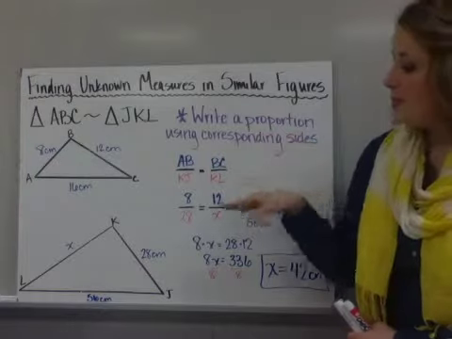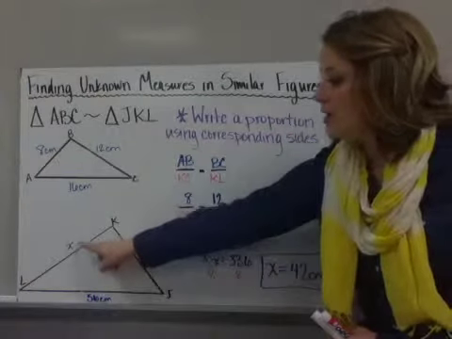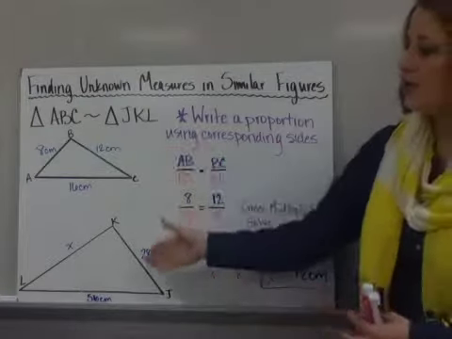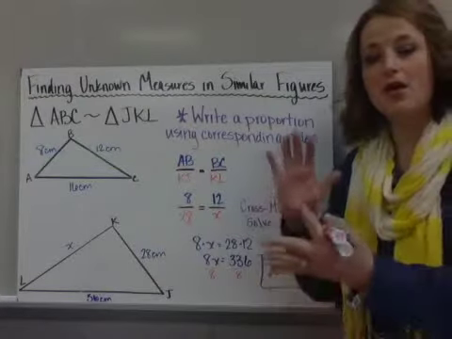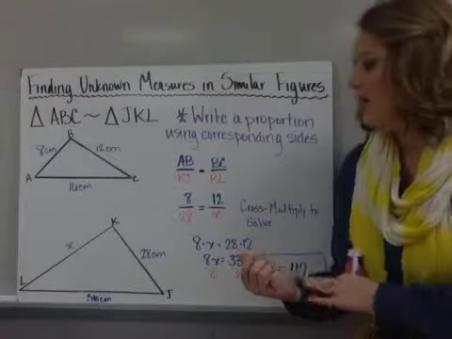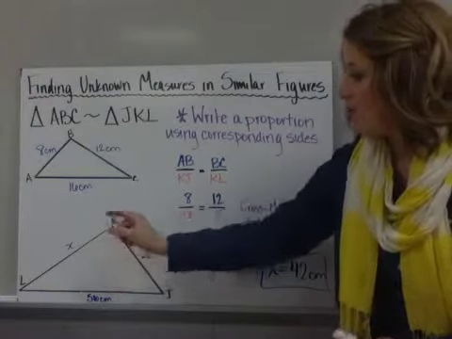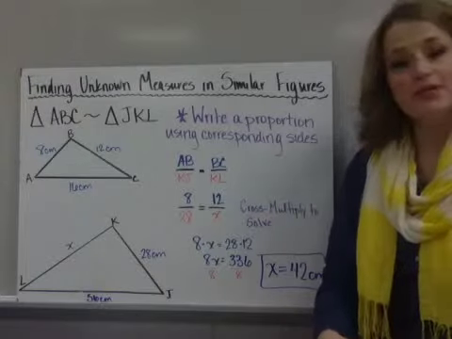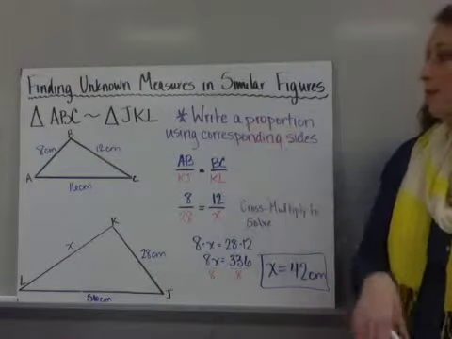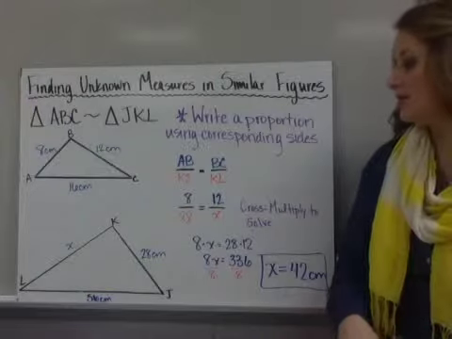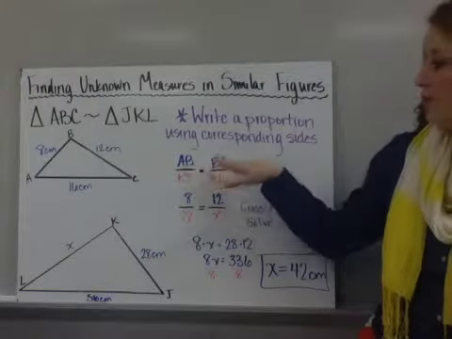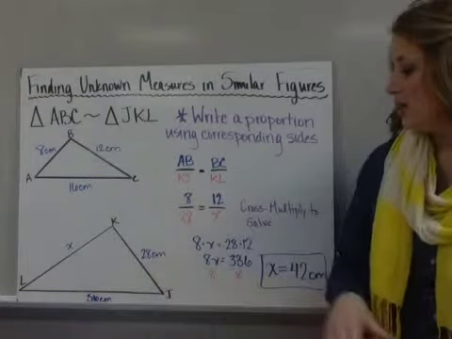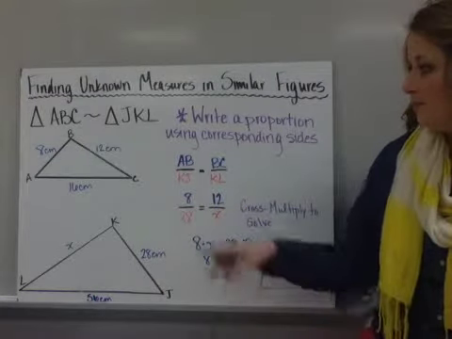To find the missing measures, if you look down here, we do not know the side length of KL. And if you take a good look at these triangles, you'll see that they are also reflections of each other, that KL corresponds to BC. So in order to find those missing measures, you're first going to write a proportion using corresponding sides. We're going to let the blue ink represent the smaller triangle and the red ink represent the larger triangle.